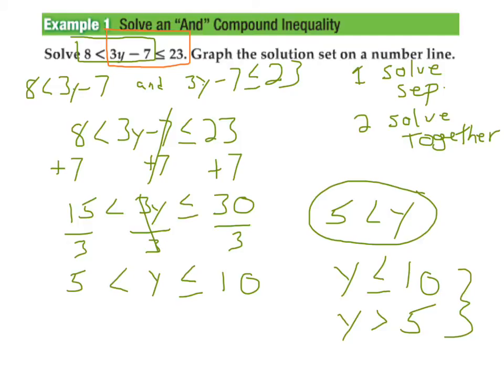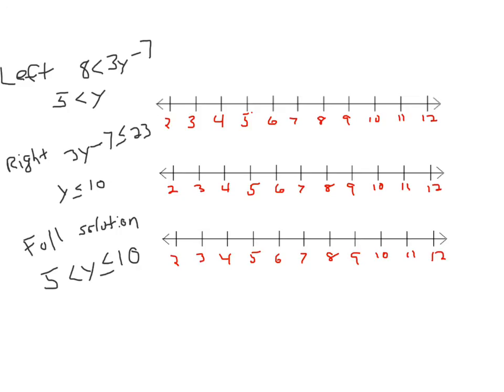It says graph the solution set on a number line. So I have the number line set up on the next screen. So here are my number lines. You'll notice how I have this set up: the first number line is for the left-hand side of the equation, which is the one that looked like 8 is less than 3y minus 7. The middle one I've set up so I can graph just the right part, which is 3y minus 7 is less than or equal to 23. And then the third one is where we're going to look at what the full solution actually looks like.